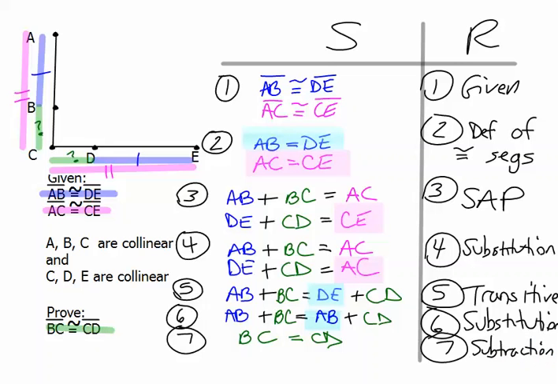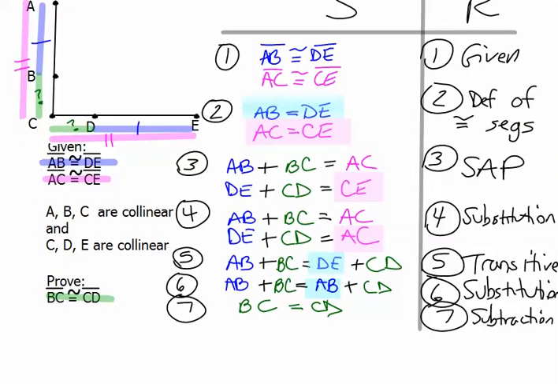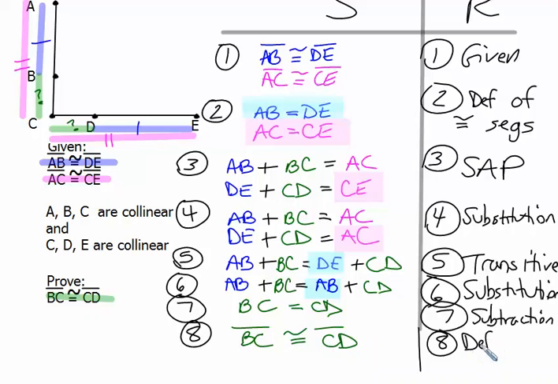But we're still not quite done, because we need to end up exactly how we were told to end this proof. We need to transfer it from equals into congruent, and we'll put the line segment bars on top in order to say that line segment BC is congruent to line segment CD. How do we know that? If two line segments are equal in length, they are congruent. That is just the definition of congruent segments.